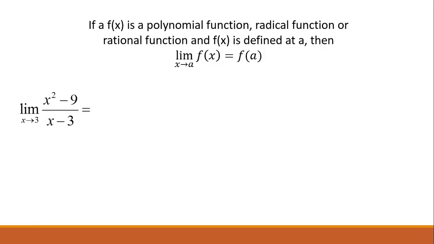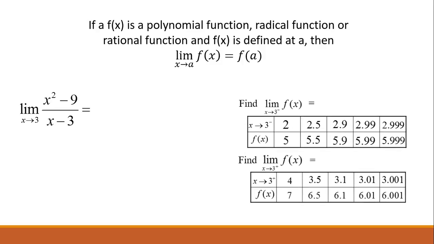So let's go back to this function. We've looked at it already, and we found the limit as x approaches 3 by making some tables. And we found out that the limit as x approaches 3 was equal to 6. But we can't just substitute 3 in for the x's in this function to find the value of the limit, because 3 is a restriction on the domain.